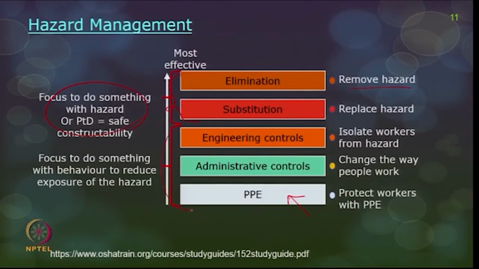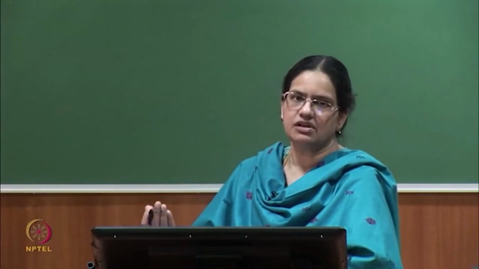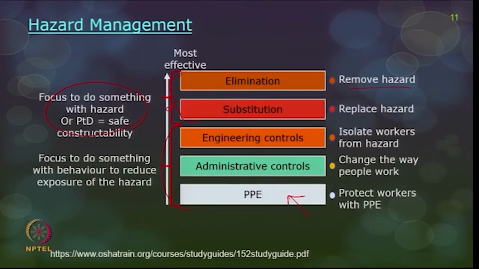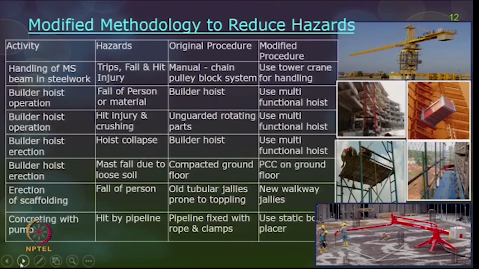The last 3 steps are generally to do with the way the hazard is exposed. Suppose a worker is wearing a hard hat, maybe the falling objects may not give him a serious brain injury or a head injury, but it may be a partial injury to him. So at least the impact level of the hazard can be minimized. So these are the 5 steps. I will show you examples for the first 1 or 2 steps. This is a modified methodology to reduce the hazards.